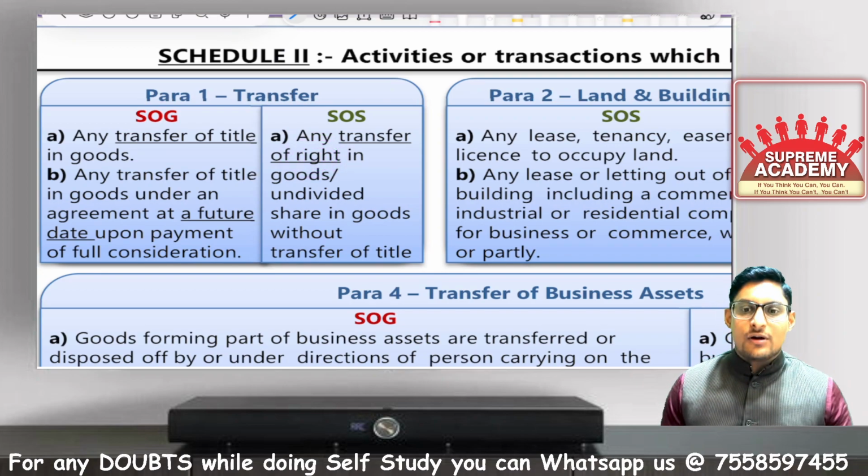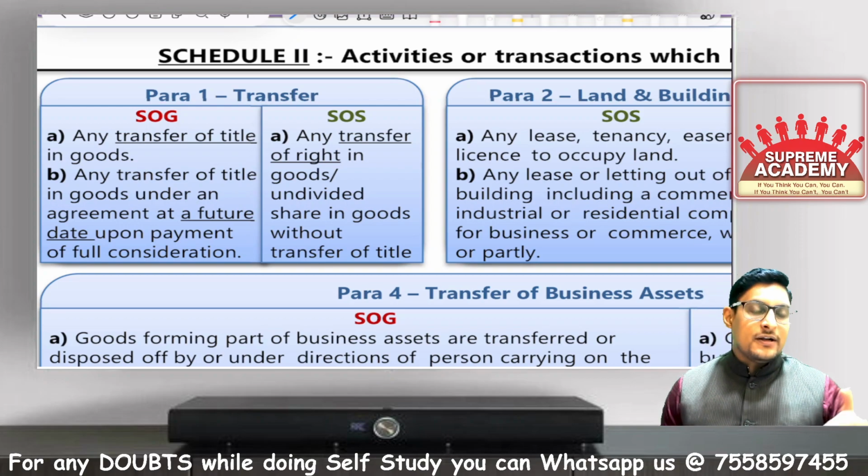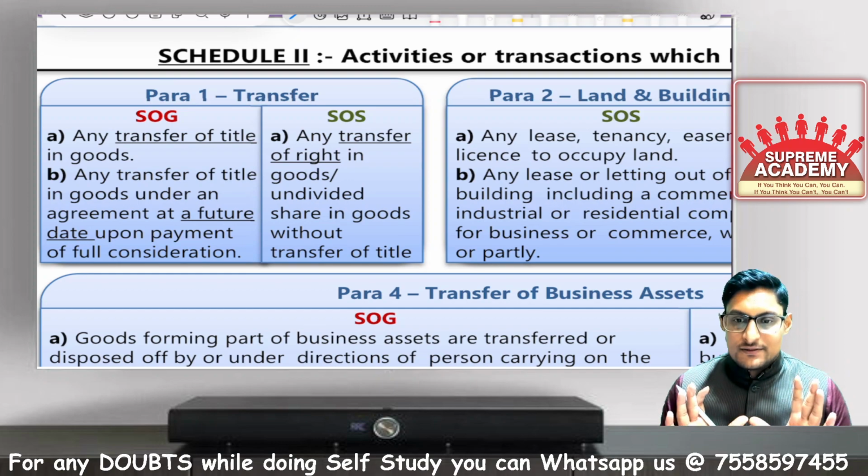For example, you sold your car to a person. You transferred the title. Now the RC of the car is under the name of that person. So that will be a supply of goods. But what if you rented your car? You gave the car to a person for a day. Title is not transferred, but the rights are transferred. It is a supply of service.